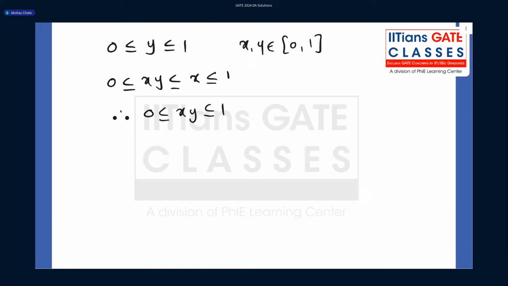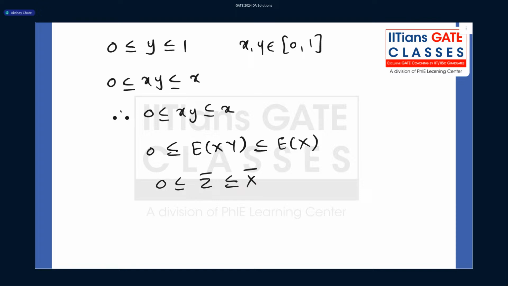So this inequality holds. Now you take expectation of this inequality, and expectation preserves inequalities because it's a linear operator, and basically it is taking the mean, right? So if you take the mean of an inequality, that is also correct. Therefore the expectation of 0 will be 0, expectation of xy will be z bar, and this will be expectation of x. So that is nothing but 0 less than or equal to z bar less than or equal to x bar, and therefore option D is correct.